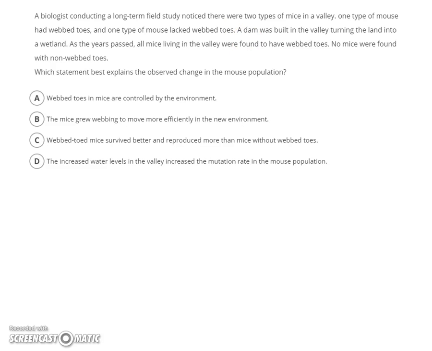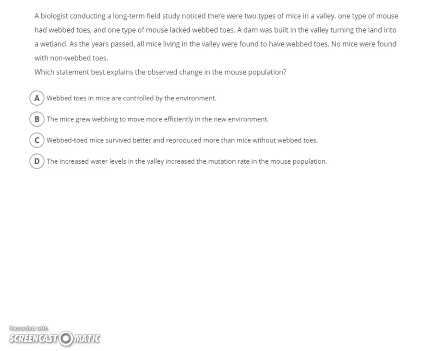Next, we're looking at two types of mice that live in a valley together. One type has webbed toes, the other one does not have webbed toes. There's a valley built, and so part of the valley floods, it turns into a wetland. As the years go by, if the biologists looked at the mice later on, they found that they were all webbed toes. So the two types have now changed. So after some generations go by, all the mice are web-toed. There are no non-web-toed mice left in this area.